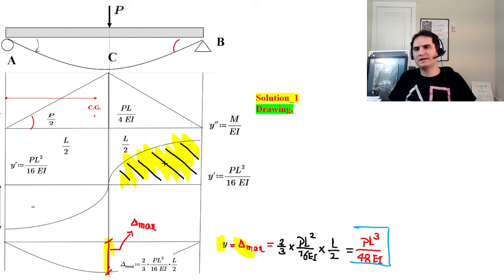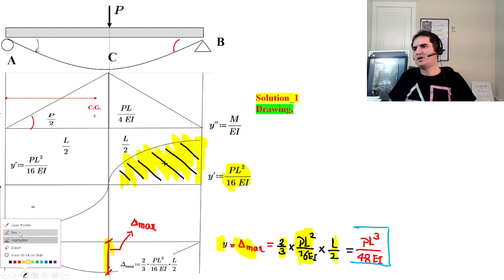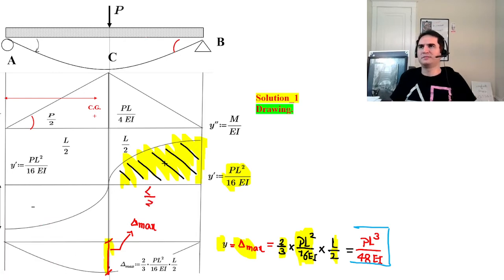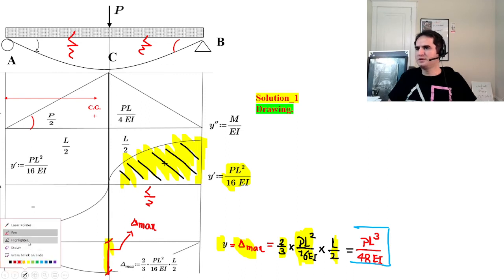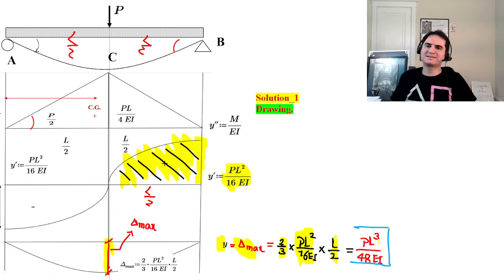Delta max or y is 2/3 of b times h. So this is b, which is L over 2, and this is h, which is PL squared over 16 EI. And the length, definitely that's half of the length of the beam, because that's L over 2. This is L over 2. The whole length goes by L, and it's divided symmetrically into two parts. And if you do so, it gives you delta max is PL cubed over 48 EI.